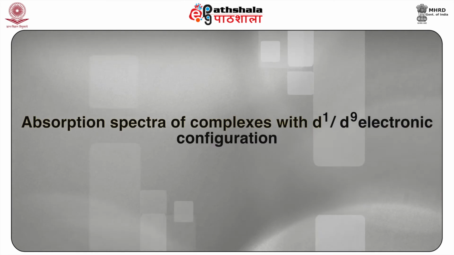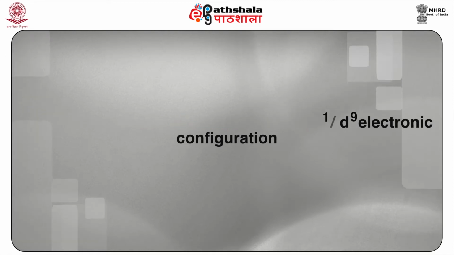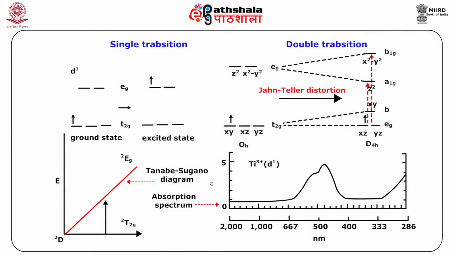Next, we are going to discuss the absorption spectra of the complexes with d1 and d9 electronic configuration. For d1 electronic configuration, the number of electrons is 1, and thus the Tanabe-Sugano diagram is quite simple to draw and interpret. The configuration can be represented as t2g1 eg0. Now, the excitation of the electron from the lower t2g level to the upper eg level forms the excited state. The spin multiplicity of the ground and the excited state is the same, and hence the transition from the ground to the excited state is spin allowed.